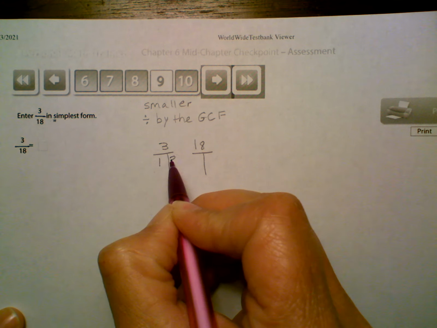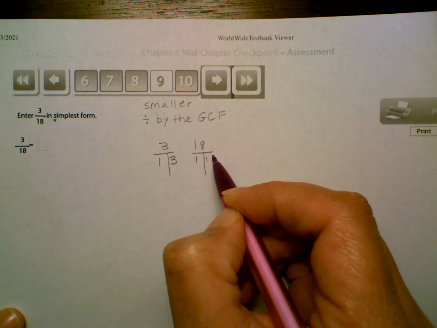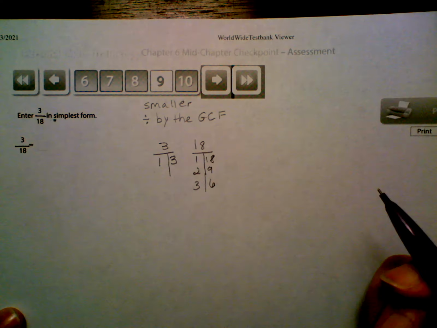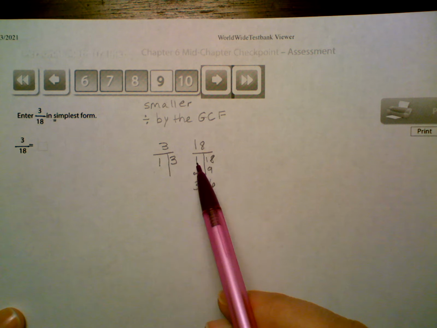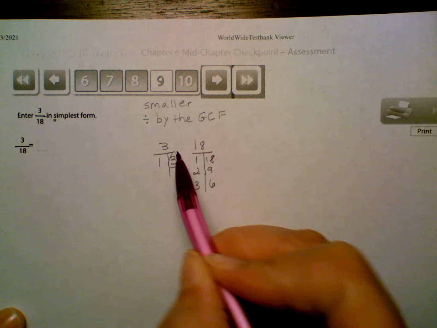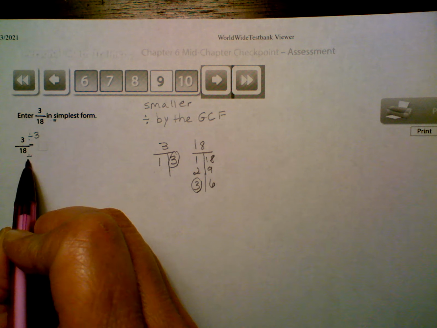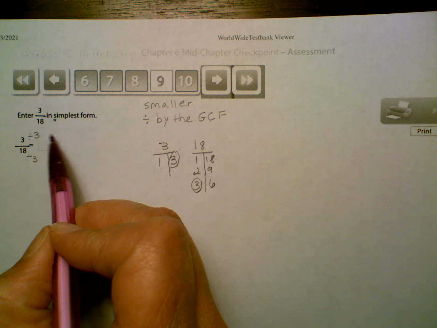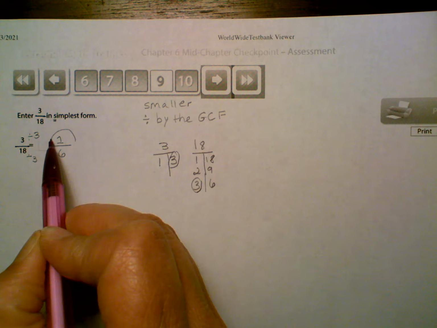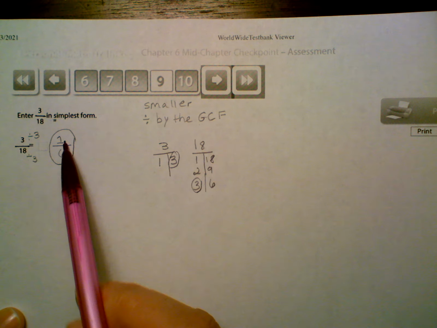So factors of 3 are just 1 times 3. That's it, because it's a prime number. And 18 has 1 times 18 and 2 times 9 and 3 times 6. So now we can see that they both share a 1 and they share a 3, but the greatest common factor, the one they share that's the greatest, is 3. So I'm going to come back here and I'm going to divide the top and the bottom by 3. So 3 divided by 3 is 1, and 18 divided by 3 is 6. So this is what we would enter on Think Central. So 3/18 in simplest form is 1 over 6.